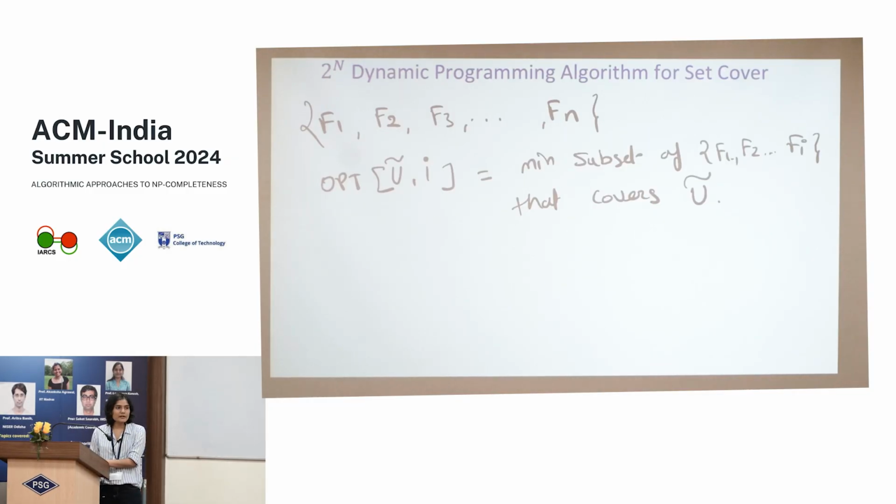And how do we do the computation? For the base case, it was easy. If I just have, say, one set, if we are at F1, then all we have to check is if U star is a subset of F1 or not. In that case, we set it to 1. Otherwise, we can set it to infinity.